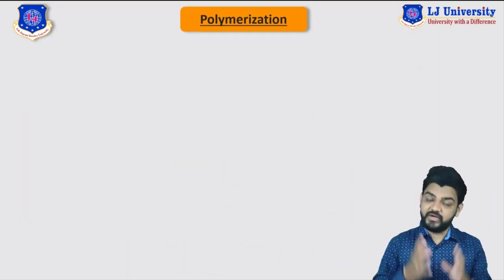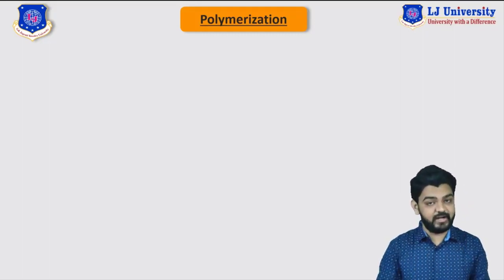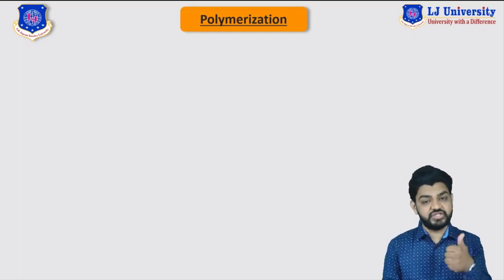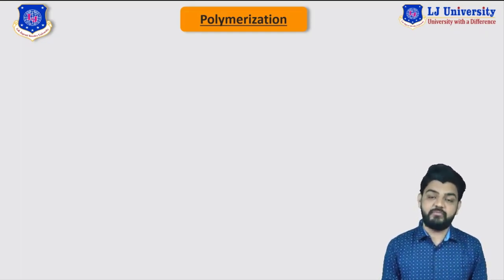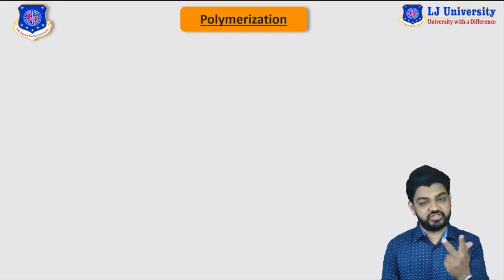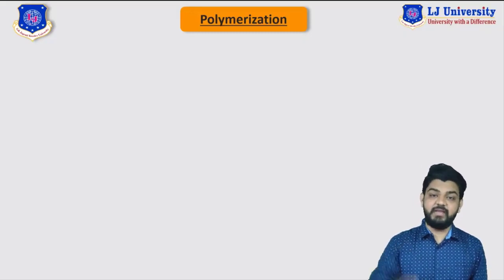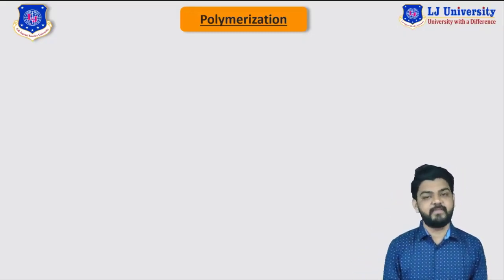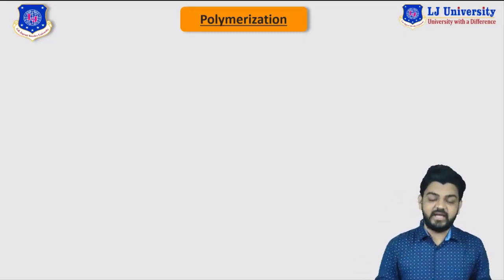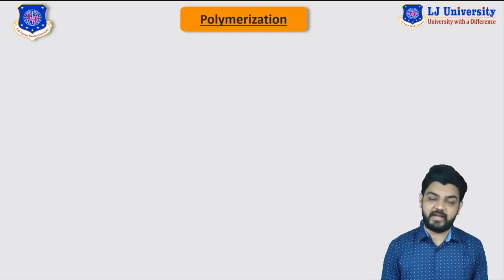In the previous video, we discussed what we mean by ionic polymerization, and we saw its three steps: the initiation step, followed by the propagation step, and lastly the termination step. If you have missed that video, you can find it in the I button over here. Now, in this video we are going to cover coordination polymerization.